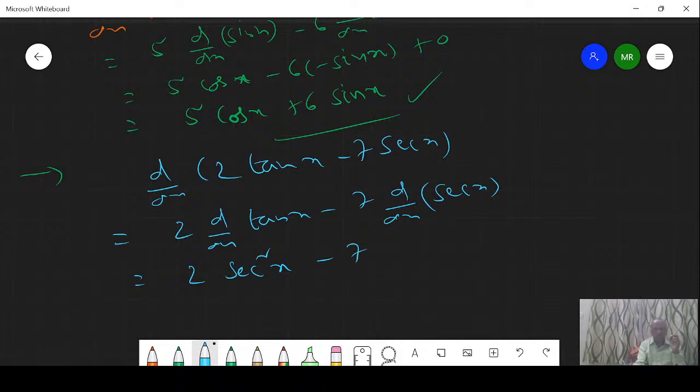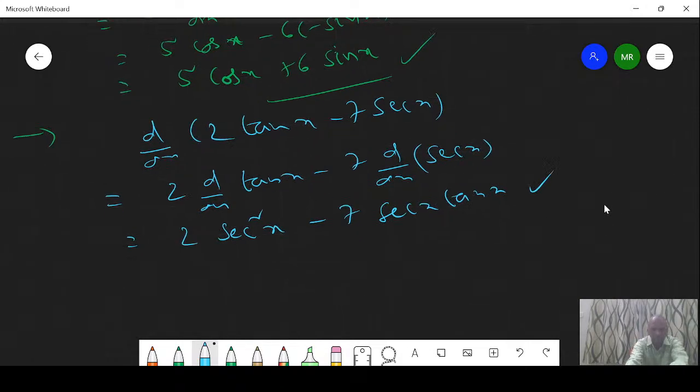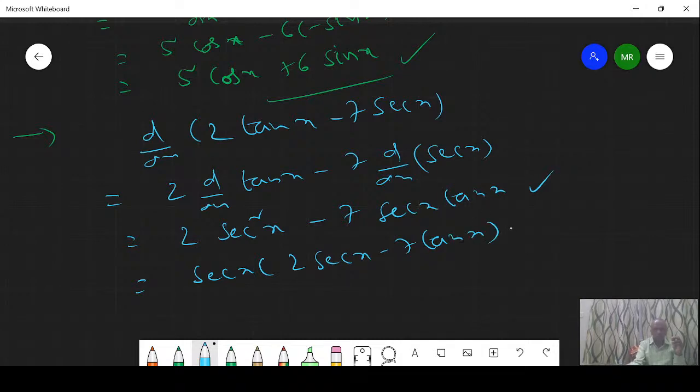Minus 7 times the derivative of secant x, which is secant x tan x. I can stop here. Otherwise, I can take secant x common. If we take secant x common, it will come secant x into 2 secant x minus 7 tan x. Like this, I can stop here. So with this, I have completed exercise 13.2.